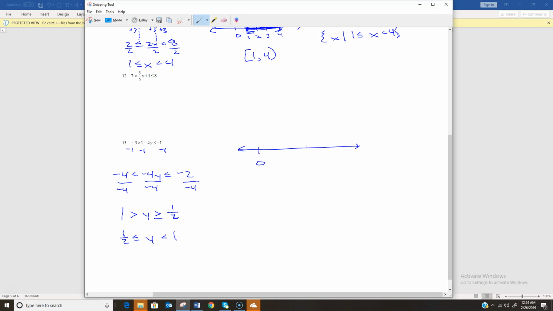So like here's 0, here's 1. If I make this 1/2, we're going to start at 1/2 included, and that's supposed to be a square bracket. It doesn't look very square. And then we're supposed to go up to 1, not included. So everything between those two numbers is included.